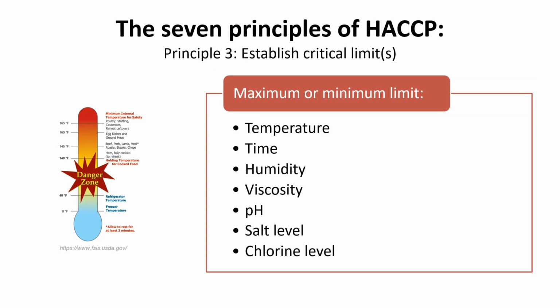Principle 3, establish critical limits. A critical limit is a maximum and/or minimum value to which a biological, chemical, or physical parameter must be controlled at a CCP to prevent, eliminate or reduce to an acceptable level the occurrence of a food safety hazard. For example, establishing a maximum or minimum limit for temperature, time, humidity, viscosity, pH, salt level, chlorine level, or other processing characteristic that will control the hazard.